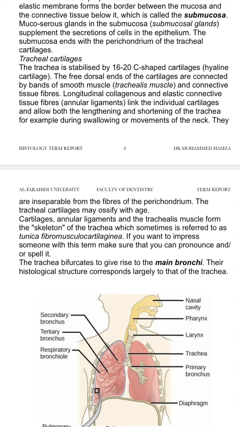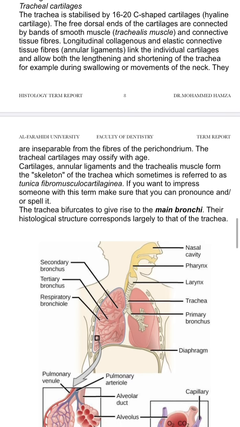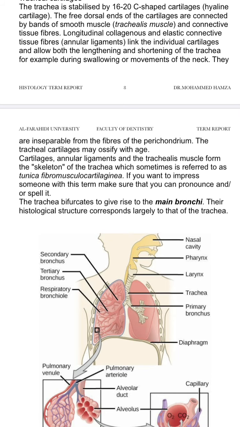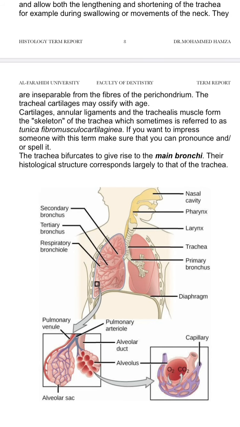The tracheal cartilage may ossify with age, and the cartilage, annular ligament, and the tracheal muscle form the skeleton of the trachea, which sometimes is referred to as the tunica fibromusculocartilaginea. If you want to impress someone with the term, make sure that you can pronounce it and you can spell it. The trachea bifurcates and gives rise to the main bronchi. Their histological structure corresponds largely to that of the trachea.